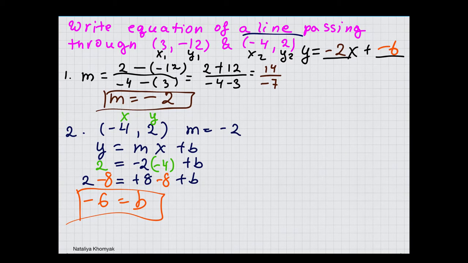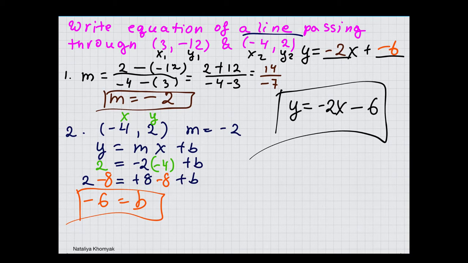So now we just need to simplify this a little bit. We have y equals negative 2x, positive times negative, minus 6, and this is our solution.